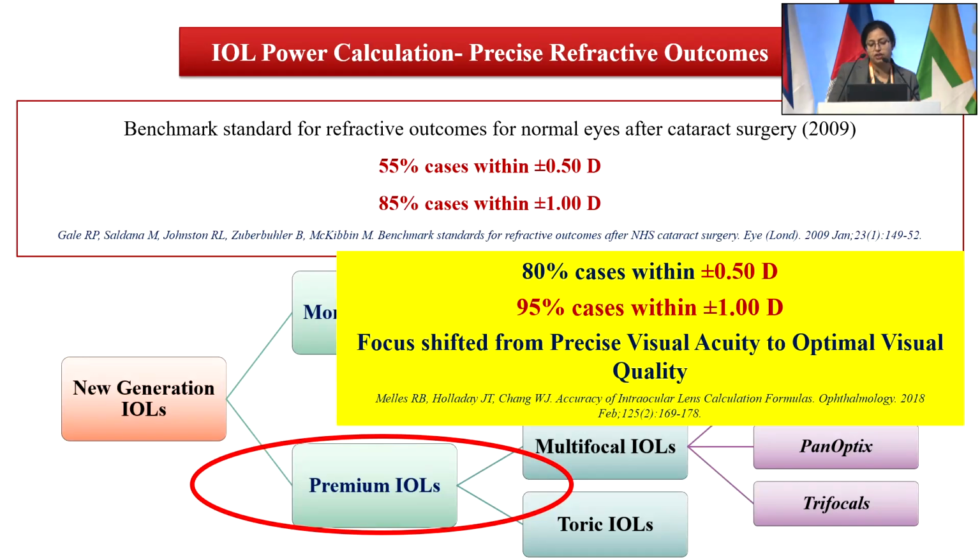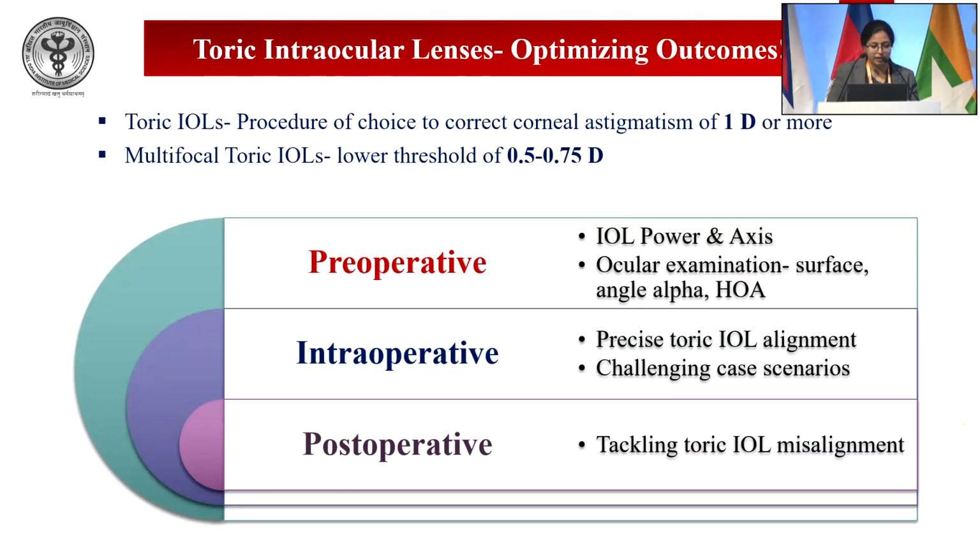To help achieve this, preoperative planning, IOL power selection and choosing the right IOL is very, very important. So toric intraocular lenses are the procedure of choice to correct corneal astigmatism of 1 diopter or more. When you are implanting a multifocal toric, the threshold is much lower, 0.5 to 0.75 diopters, as the patients do not tolerate any residual cylinder. Preoperatively, IOL power and axis and ocular examination for surface, angle alpha and higher order aberrations should be performed. Intraoperatively, we will in the subsequent talks take you through precise toric IOL alignment and challenging case scenarios, and postoperatively, of course, tackling misalignment and the enhancement procedures.